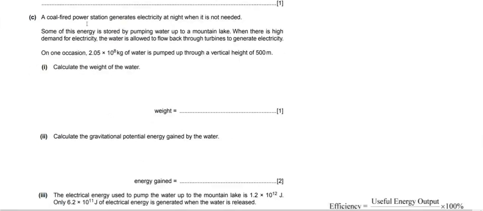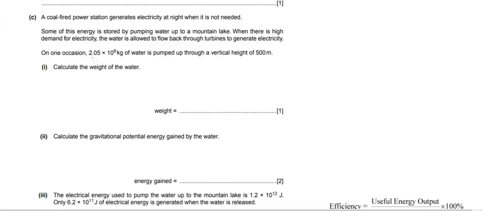The C part here: the coal-fired power station generates electricity at night when it is not needed. Some of this energy is stored by pumping water up to a mountain lake. Then when there is a high demand for electricity, the water is allowed to flow back through the turbines to generate electricity. We have seen the whole flow, like how the water is stored, comes down, converts potential energy into kinetic energy, then that runs the turbine, and the turbine runs a generator, and that generates the electricity.